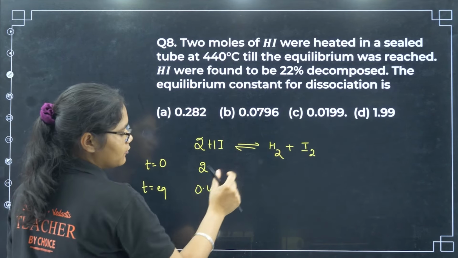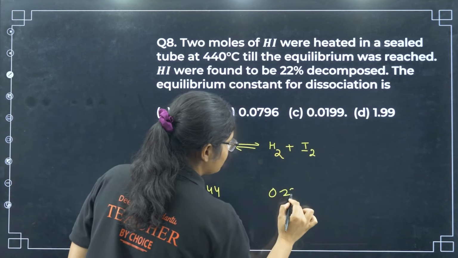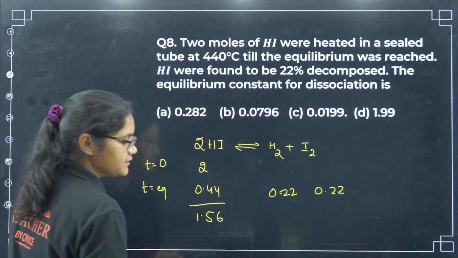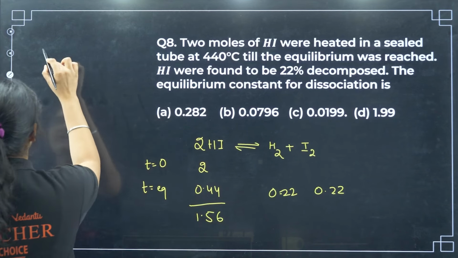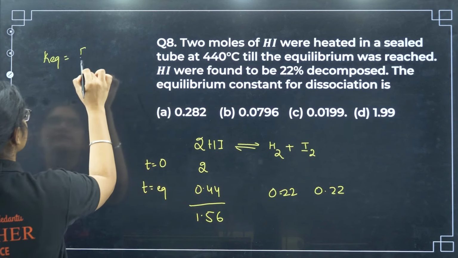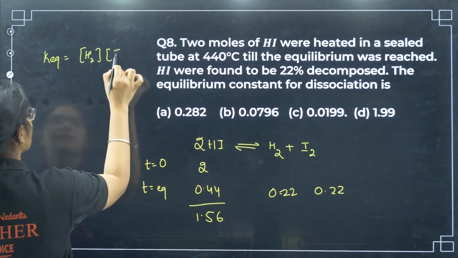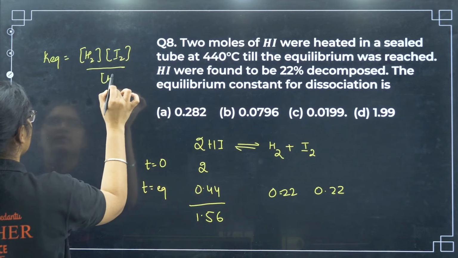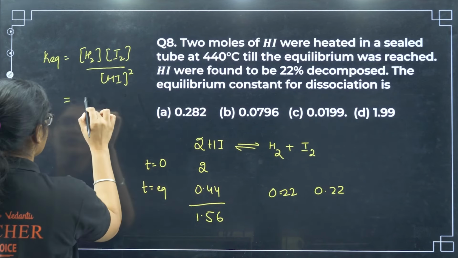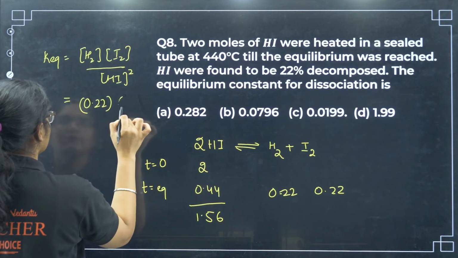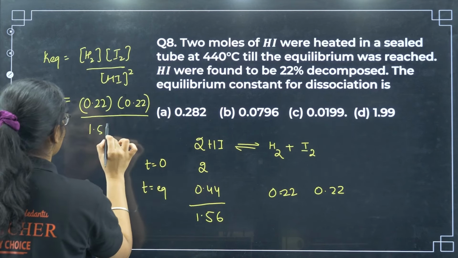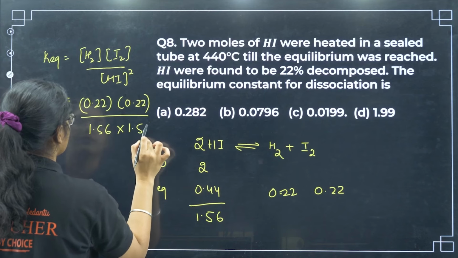2 moles give you 1 mole. 0.44 mole will give you 0.22 and 0.22. What is left here after this one? 1.56, right? Now if I want to calculate the K equilibrium, it will be equal to H2 I2 concentration, that is product concentration, divided by HI square, right? What is H2 value here? 0.22, I2 value 0.22, this one is 1.56 into 1.56.